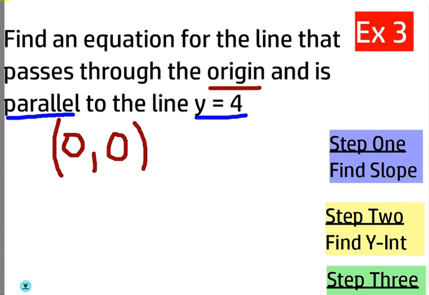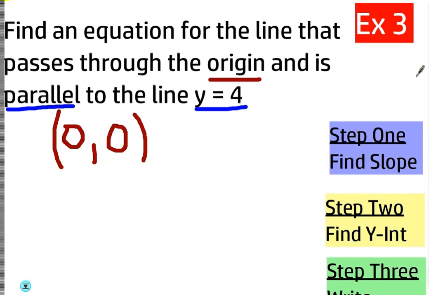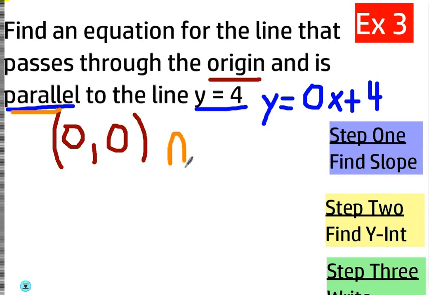Just to remind you guys, if I were to rewrite this equation in slope-intercept form, it'd be 0x plus 4. Can you now see what the slope is? Just remember, if it's y equals, it's a horizontal line. It has a slope of 0. So that means since it's parallel to that line, the slope of the parallel line is also 0.